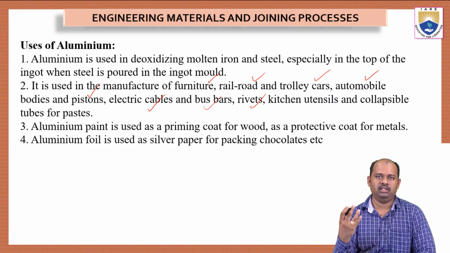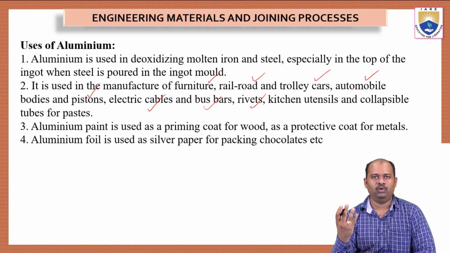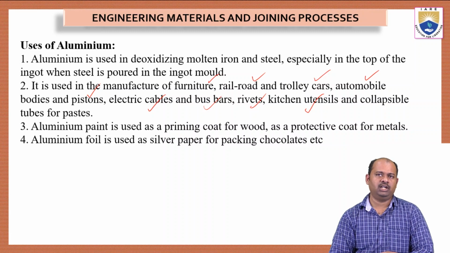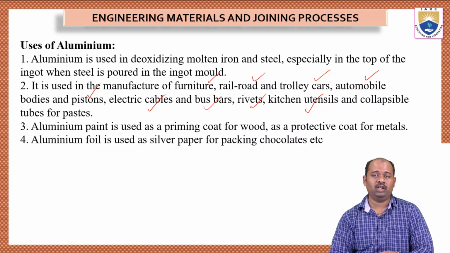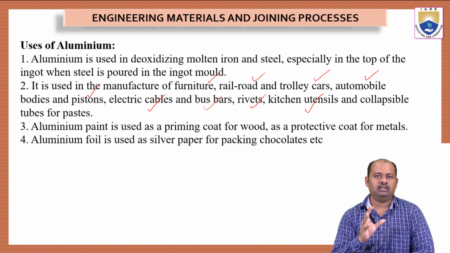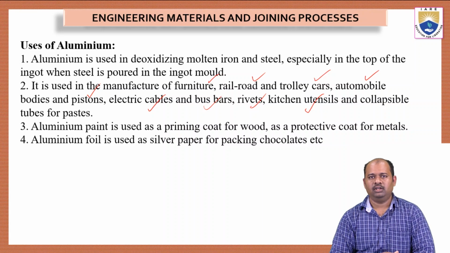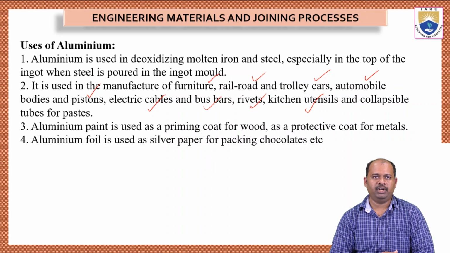Aluminum has very good strength and can have more load bearing capacity. Kitchen utensils, which we are very familiar with, are also made of aluminum, because aluminum is a very good conductor of heat. They can be used for cooking also, and they are very durable until they are subjected to salt water. They are also used for collapsible tubes for paste. In olden days, toothpaste tubes were made of aluminum. So all these things are made of aluminum.